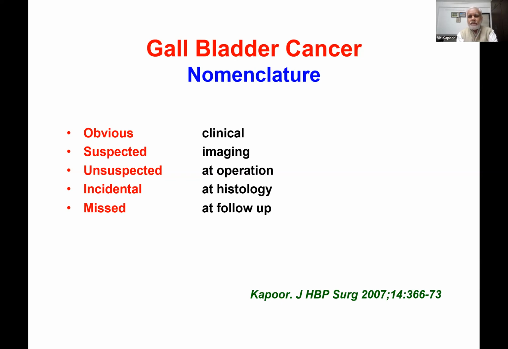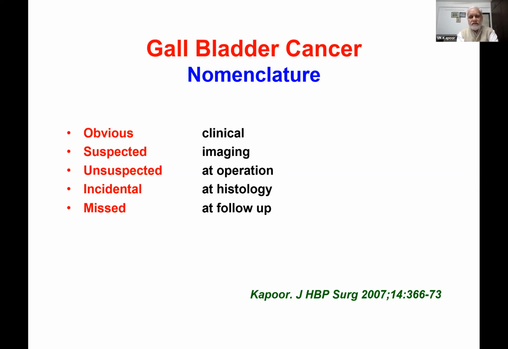And only if everything is fine till the specimen examination and the pathologist for the first time reports that there is a malignancy, that should be called incidental gallbladder cancer. I am emphasizing this because many reports include even the second and the third category as incidental gallbladder cancer, which in our opinion is not correct.